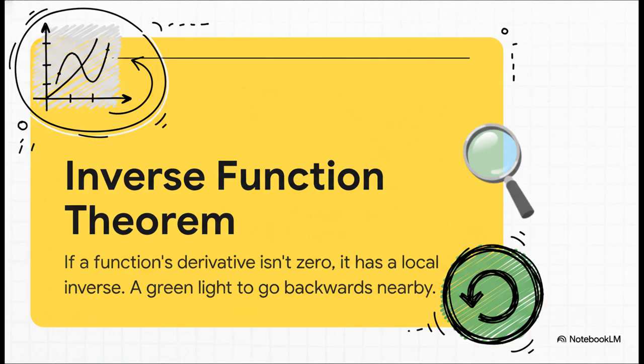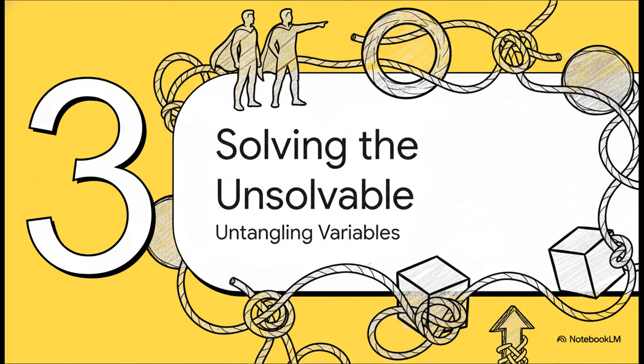But if it's not flat, if it's slanted, you're guaranteed that in a small area right around that point, a perfect inverse exists. You can find your way back, at least locally. Okay, so that gives us a solid rule for the undoing problem. But what about that untangling problem? You know, the one we saw with the circle, where all the variables are mixed up in a big equation.